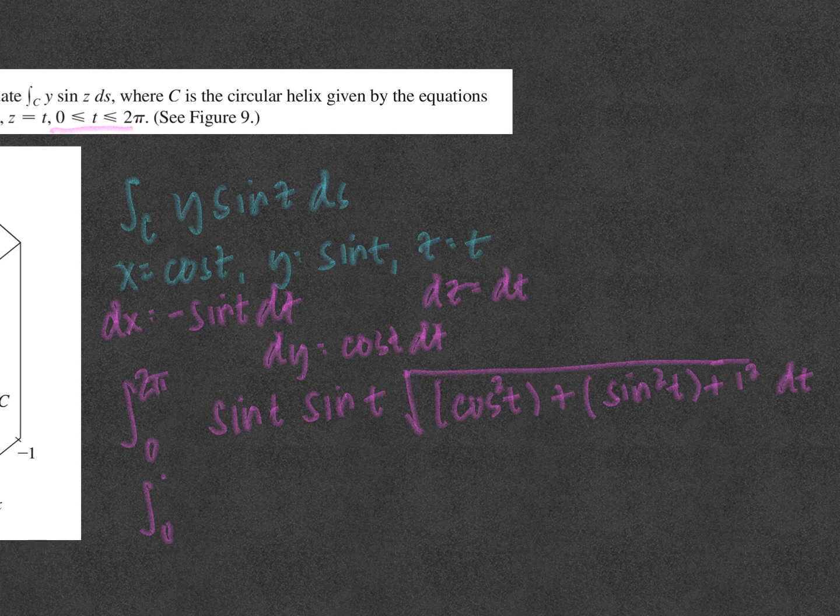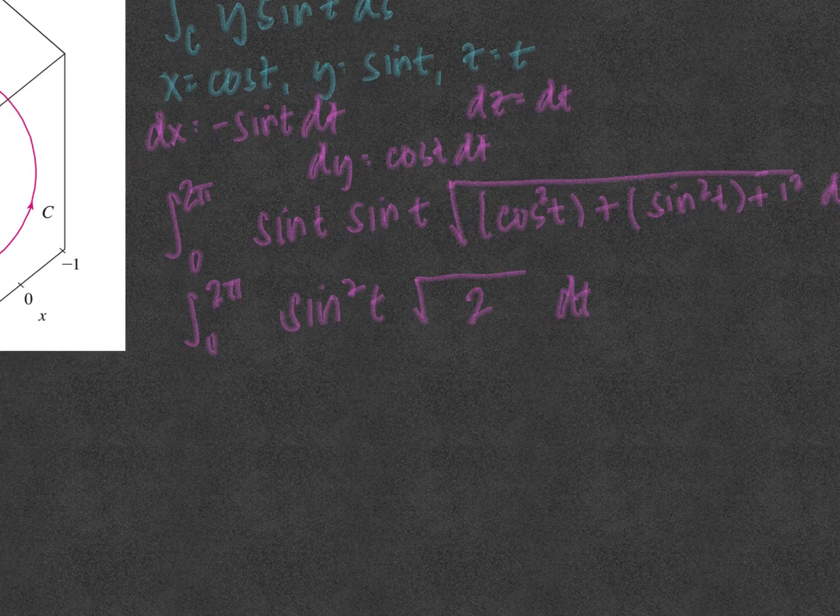So we have the integral from 0 to 2 pi, and here we have sine squared t, and we have the square root of cosine squared plus sine squared is 1, so we have the square root of 2 dt. Now that's a nice constant, so we can pull that out, square root of 2, the integral from 0 to 2 pi. Now you cannot integrate sine squared as it's written. You have to use an identity. So we're going to use 1/2 times 1 minus cosine 2t. That is the correct identity to use in this case. And we're going to integrate with respect to t.